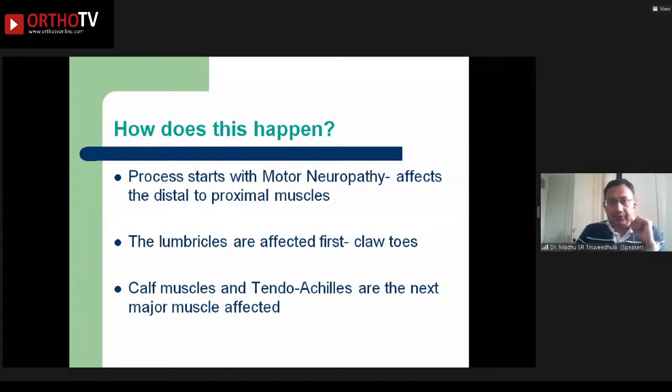How does this happen? We all know that patients with long-term diabetes, mostly uncontrolled diabetes, start to have peripheral neuropathy. That can be a sensory neuropathy, motor neuropathy, autonomic neuropathy, or a combination. The motor neuropathy is the most critical bit. It starts distally, affecting the lumbricals of the toes first. That's why they all have a claw toe deformity, and then it progresses proximally to involve the major muscles. One of the commonly affected muscles is the calf muscle, which is the gastrocsoleus complex and tendo Achilles.